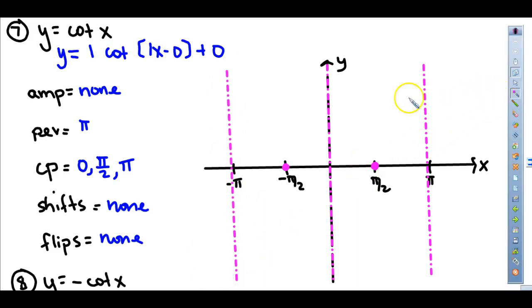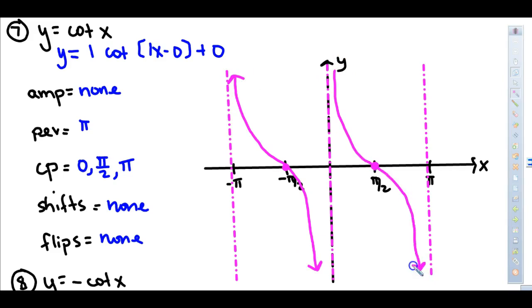And then cotangent is always decreasing, so it looks like this. So cotangent and tangent, yeah, they look alike, except the parent function of cotangent is always decreasing left to right, meaning it's going down from left to right. You see how that's doing right there? Okay. And your y-axis is an asymptote.